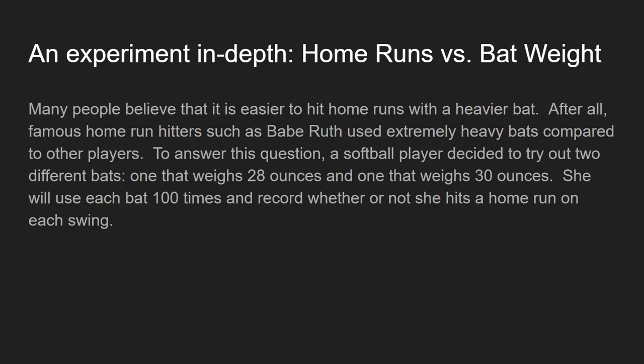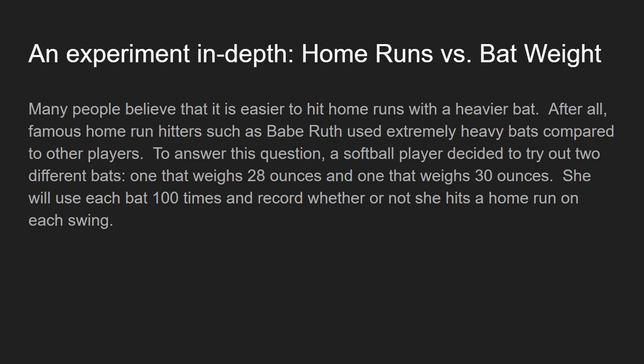Okay, so with those ideas in mind, let's take a look at an experiment in depth where we're going to take home runs and compare it to bat weight. All right, so many people believe that if you have a heavier bat, you hit more home runs. So there was a softball player who decided to try out two different bats.